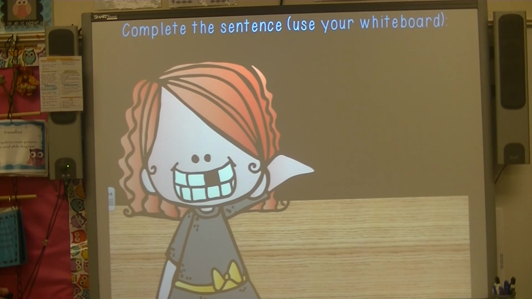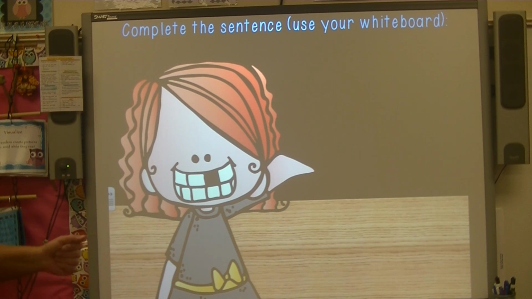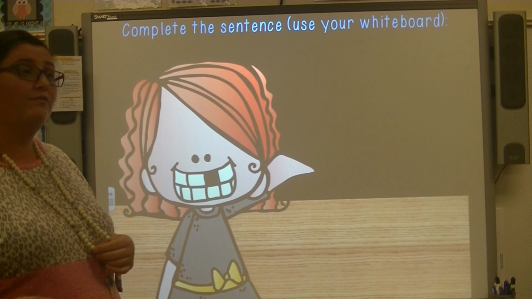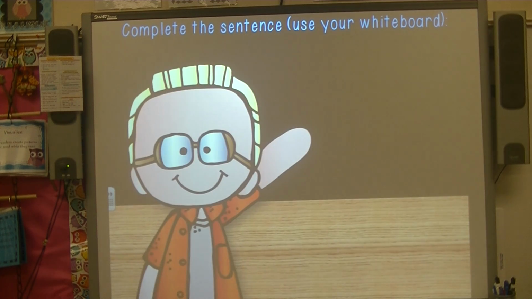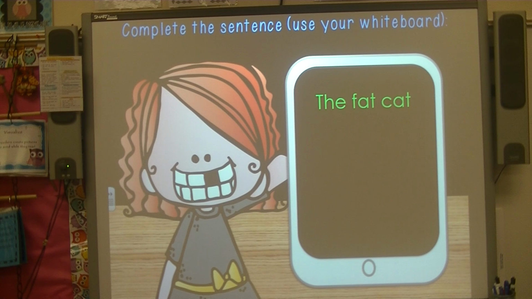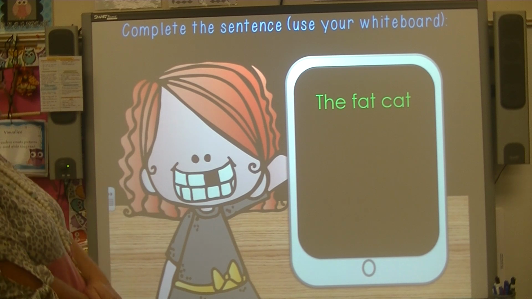All right, it says complete the sentence. Use your whiteboard. If you have a whiteboard at home, you can do that. If you don't, we can just go over it together. All right, let's see what he has on the iPad. The fat cat. To make that a complete sentence?